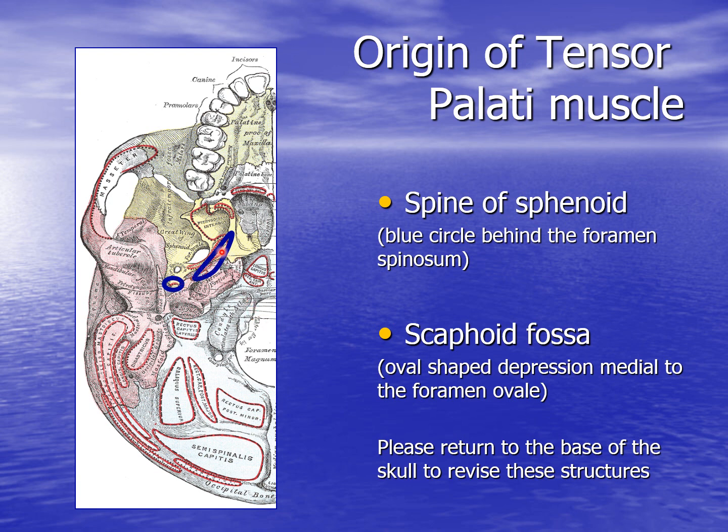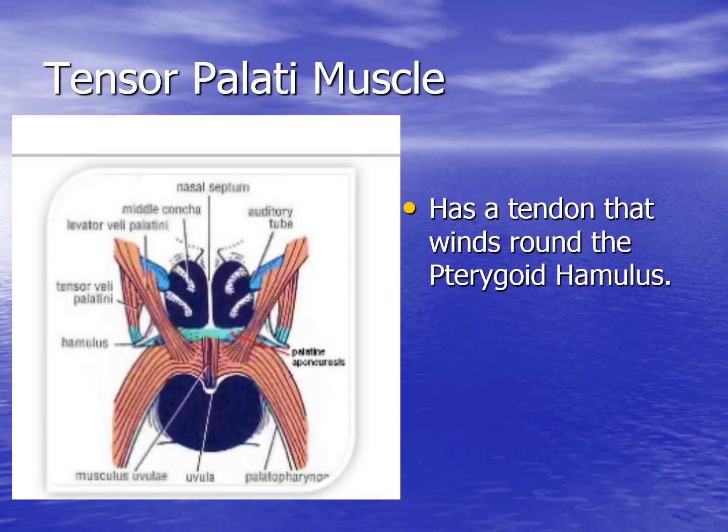Also, the tensor palatine takes origin from the scaphoid fossa. This is the scaphoid fossa. It is an oval-shaped depression just medial to the foramen ovale. And please try to study the tensor palatine. The tendon of the tensor palatine is this greenish part which winds around the pterygoid hamulus.